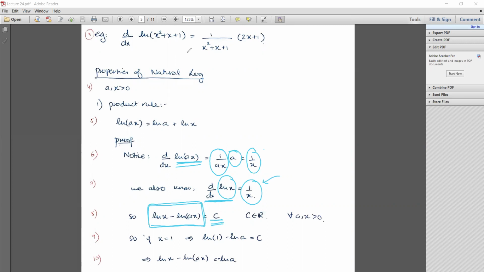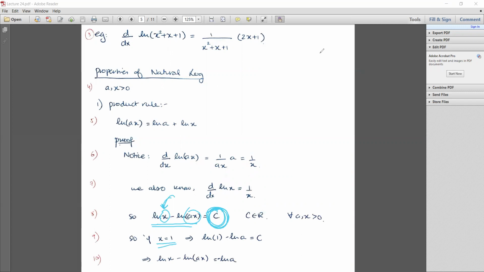Now, how do I find this value of c? This is true for all values of x, and even for a. So if I can plug in some value of x here, I can find a corresponding value of c. Since this is true for all x, I can just plug in some value of x and find the corresponding value of c. The easiest value that I can plug in is x equal to 1.